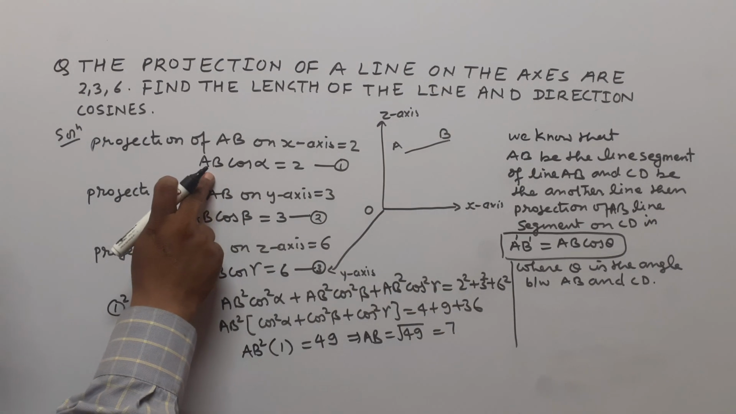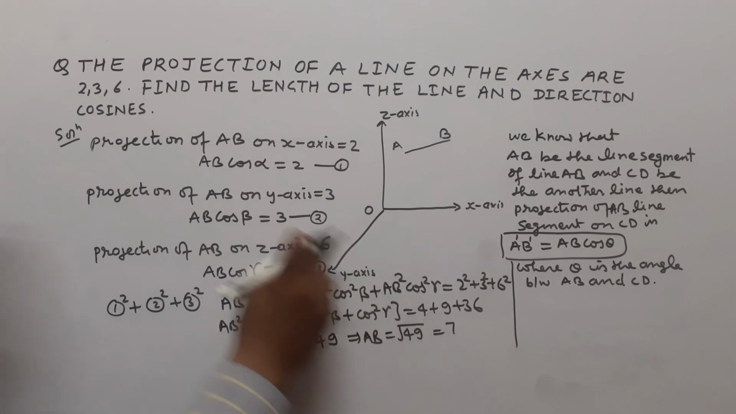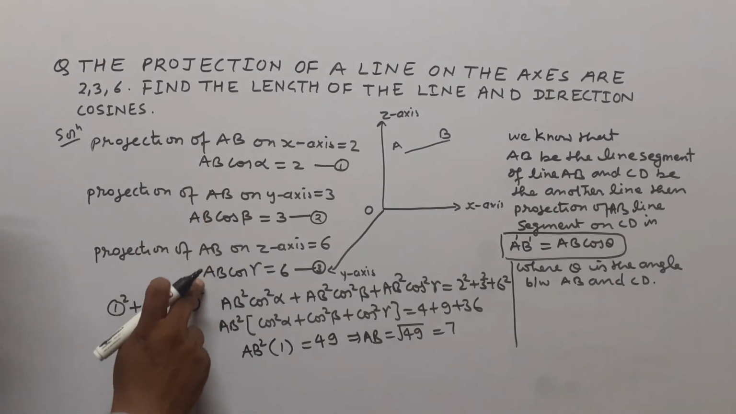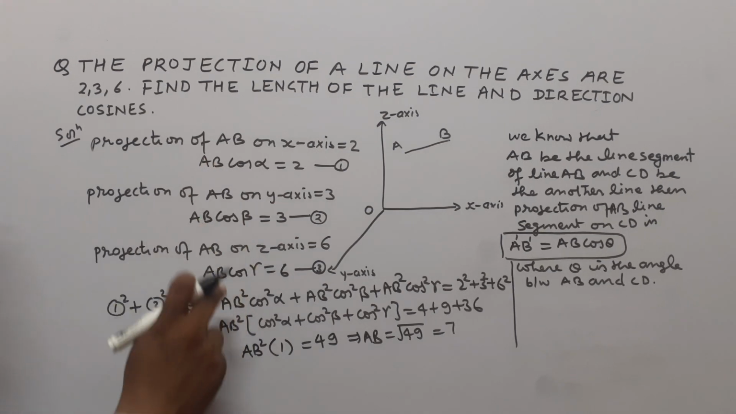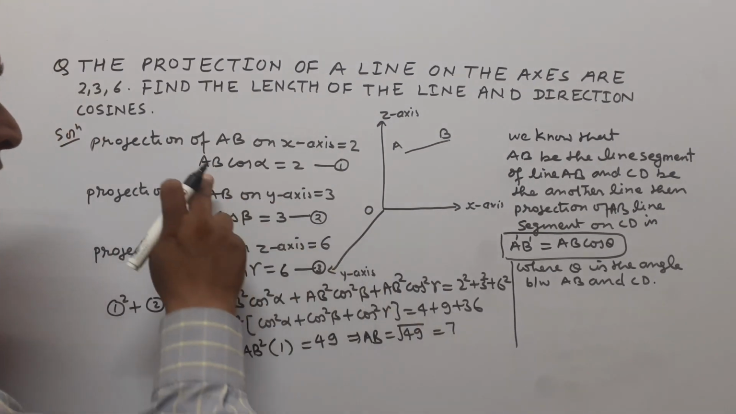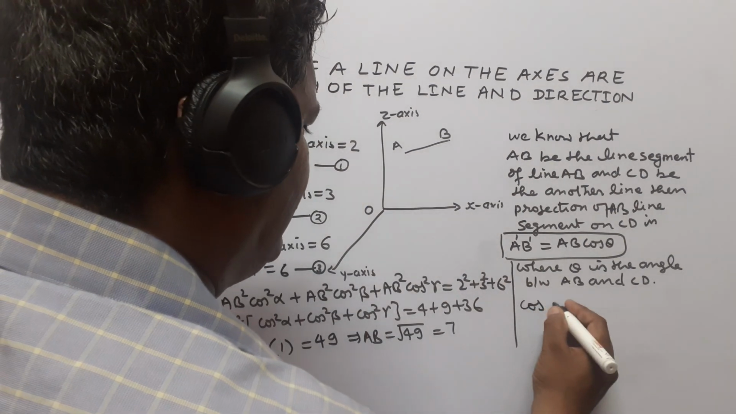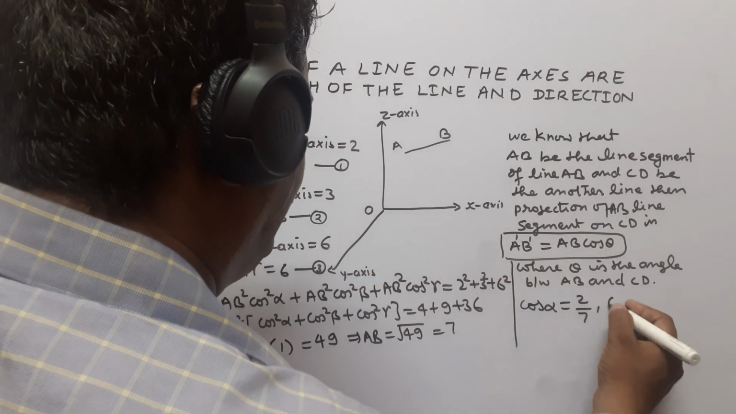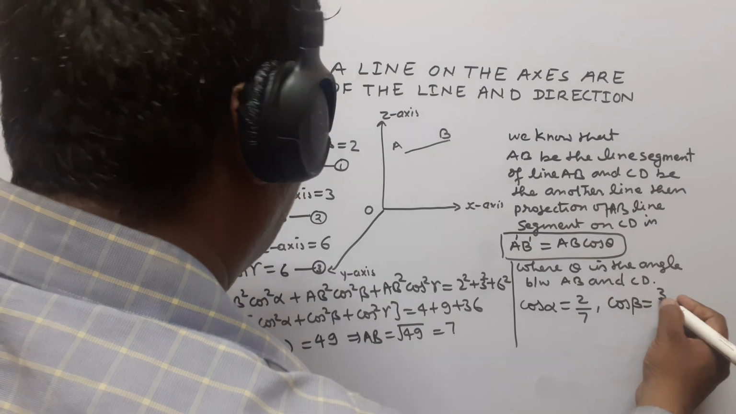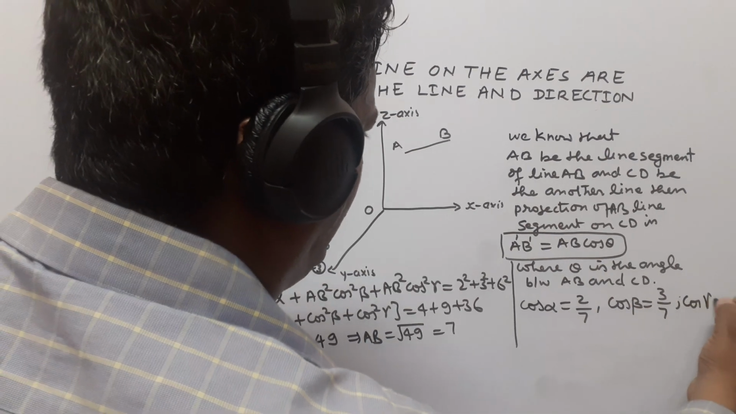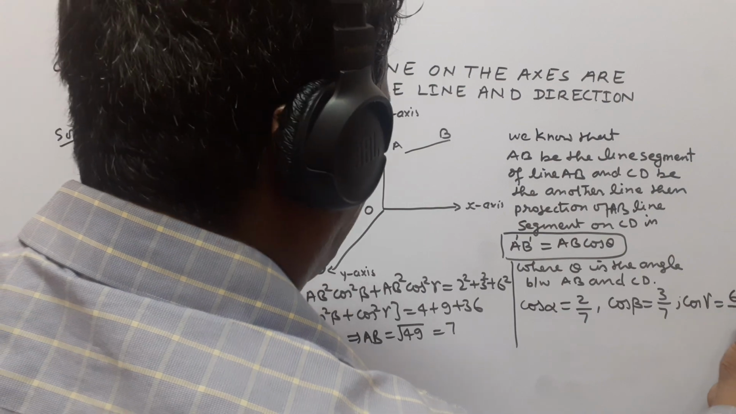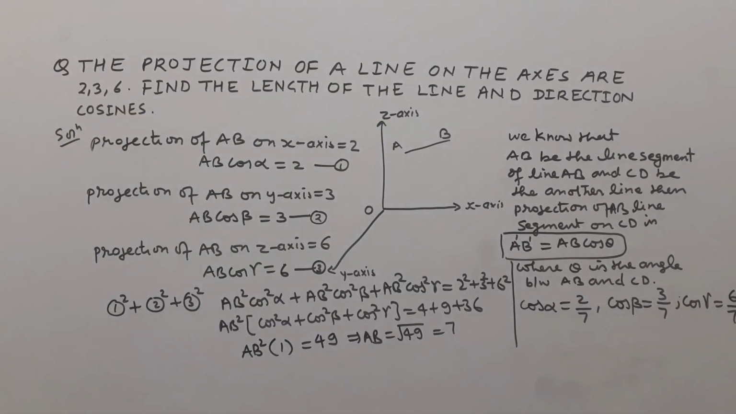Now we put the value of AB in equations 1, 2 and 3 to get cos alpha, cos beta, cos gamma. When we put the value of AB in equation 1, we get cos alpha is equal to 2 by 7, cos beta is equal to 3 by 7 and cos gamma is equal to 6 by 7. So these are the direction cosines of the line, which are 2 by 7, 3 by 7 and 6 by 7. Thank you.